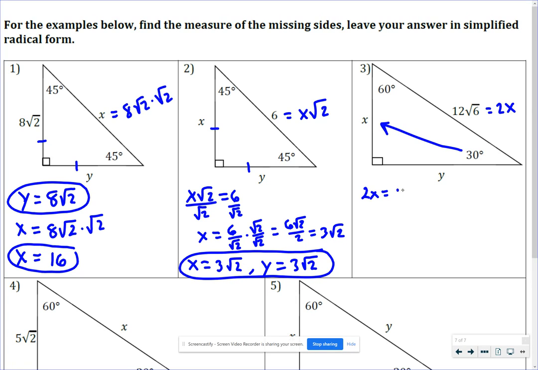We'll divide both sides of that equation by 2, and we'll have that x is 6 square roots of 6. Once I have the short leg, so really the technique for finding the lengths of the missing sides of a 30, 60, 90 is get that short leg first. If we have the short leg, we then multiply it by the square root of 3, and we get the length of the longer leg. So the y is going to equal the x times the square root of 3.